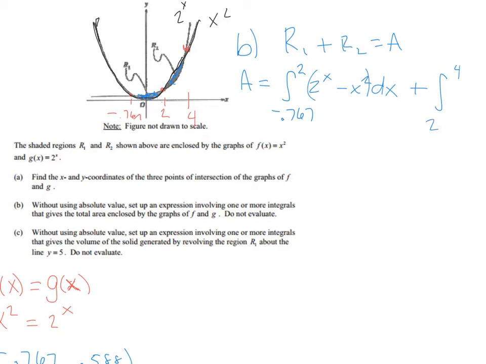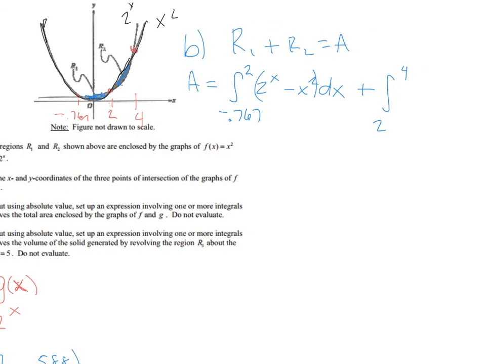the integral from 2 to 4 for the second region, where the lower curve is 2 to the x and the upper curve is x squared, so it's x squared minus 2 to the x dx. All they want you to do is set up the integral, and you don't have to solve it, so that's your answer for part B.